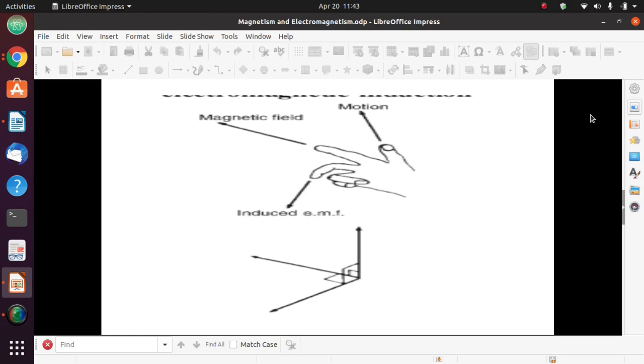What you do is you take your right hand, and you take your thumb, your first finger and second finger, and place them at right angles to each other. So the first finger and the thumb will be at a right angle to each other, and the first finger and the second finger will be at right angle to each other. Now, when you place this hand, the thumb will indicate the motion of the conductor, the direction of motion. If your conductor is cutting the magnetic field in this direction, then this thumb will indicate that.